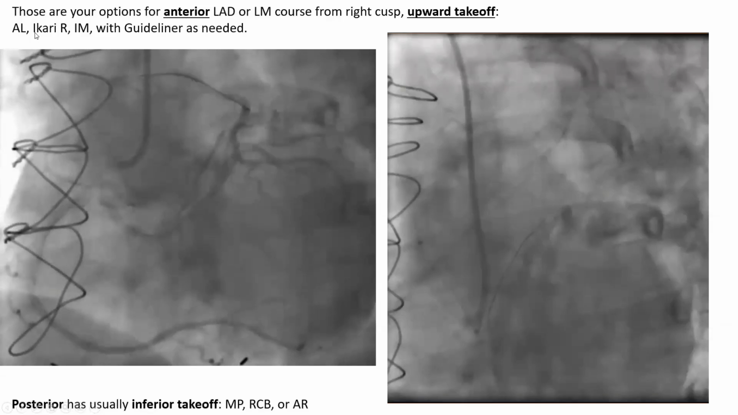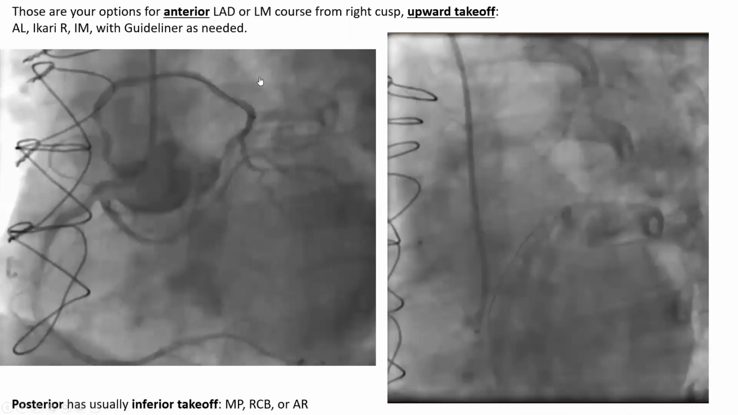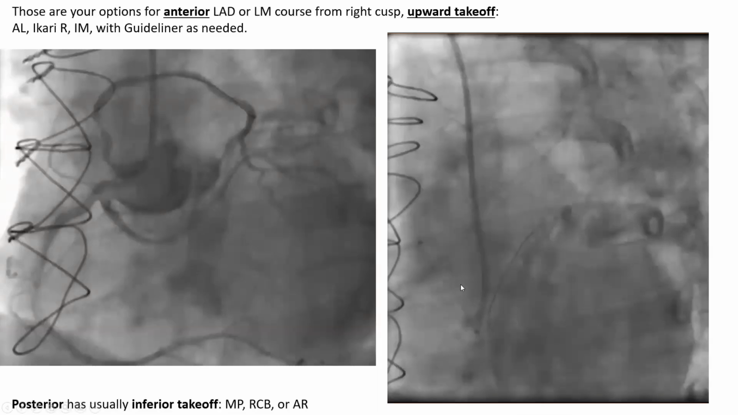So those are the catheters for anterior LAD or left main course from a right cusp, upward takeoff: AL, Ikari right, IM, and frequently you need to use a guide liner. This was another case in this patient at another point in time. In this case, what was used was an IM with a guide liner, and the guide liner allowed us to create a sort of Amplatz left shape looking upward.